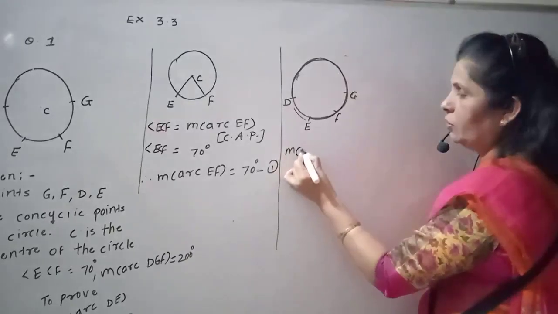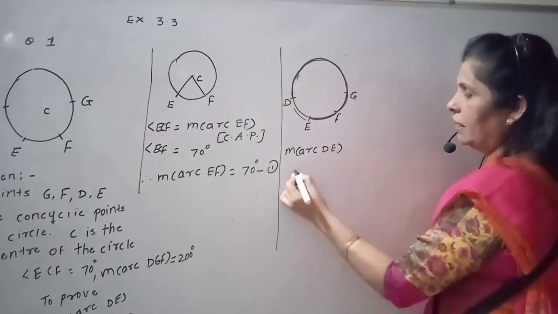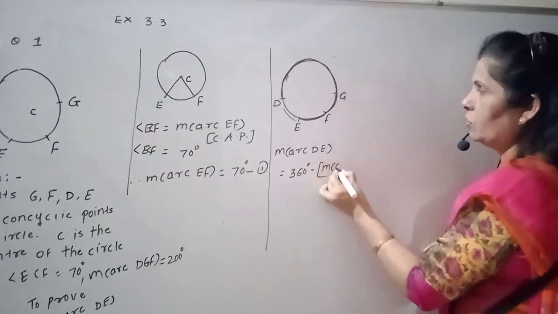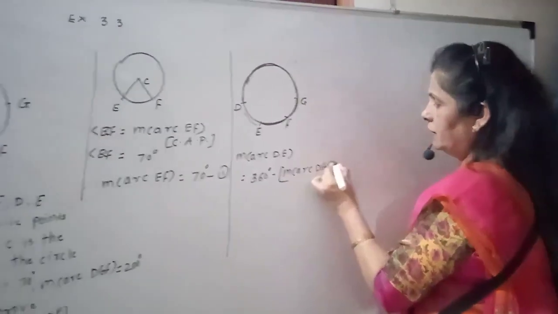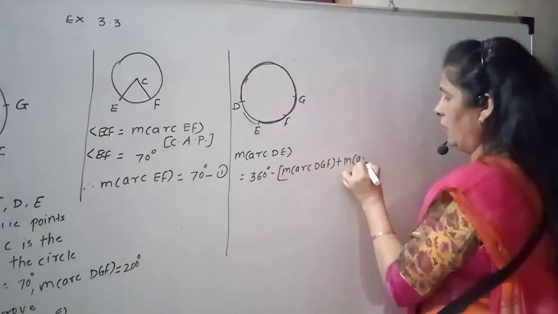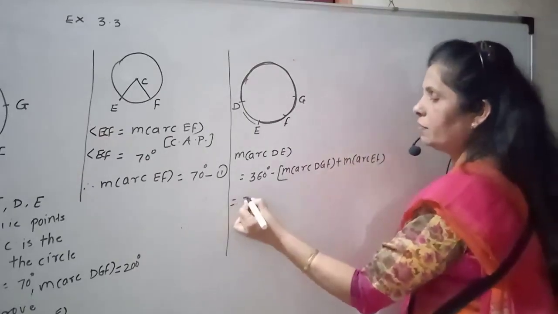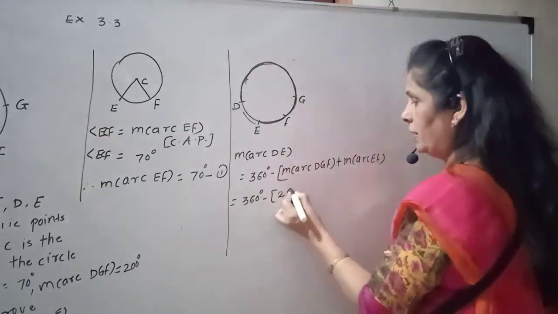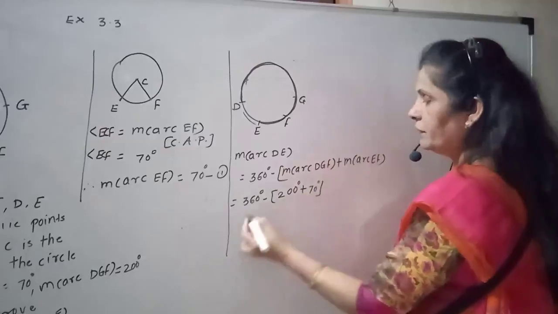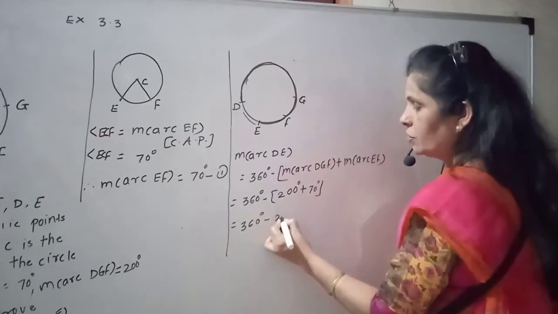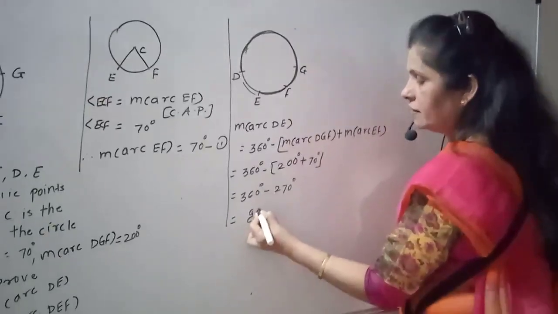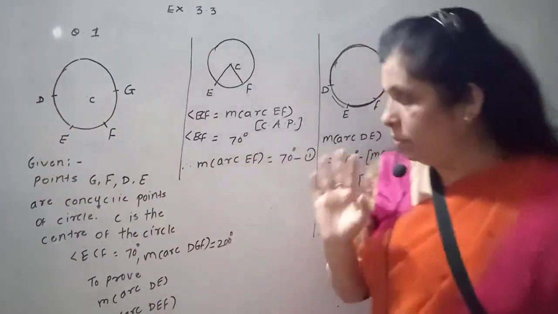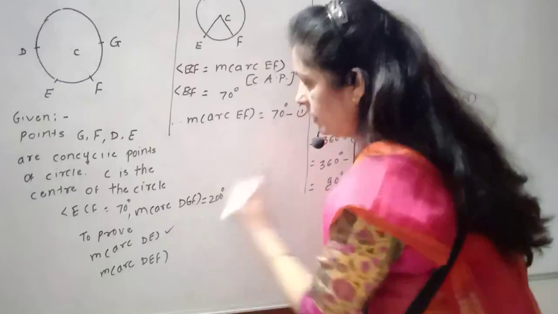Therefore, to get the value of measure of arc DE, I will subtract the addition of measures of the remaining two arcs from 360 degrees: DGF plus measure of arc EF. Now here what happens? 360 degrees minus measure of arc DGF, which is 200, and EF is 70 degrees. 360 degrees minus 270 degrees and the answer is 90 degrees. So what is the measure of arc DE? It is 90 degrees.